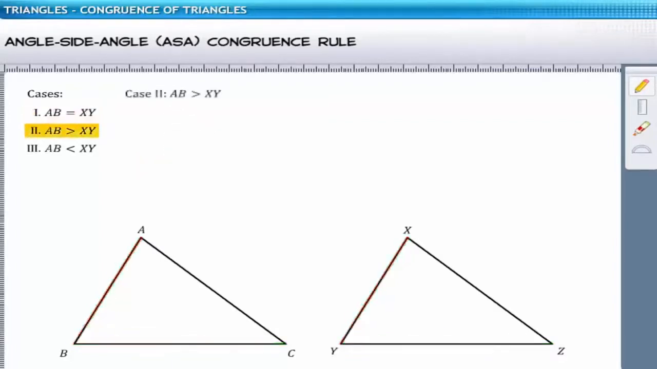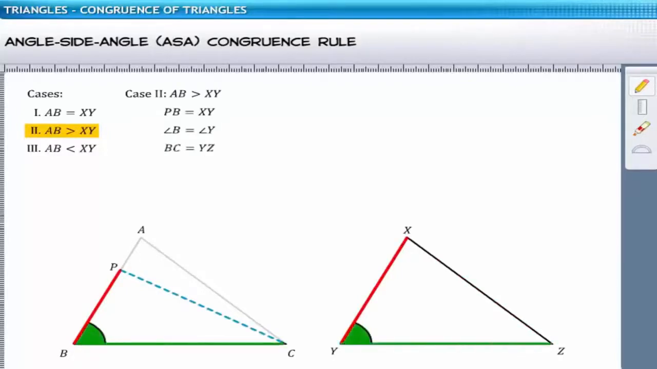In the second case, let's assume that AB is greater than XY. Consider a point P on AB such that BP is equal to XY. Now, in triangles PBC and XYZ, PB is equal to XY, angle B is equal to angle Y, and BC is equal to YZ. Thus, by SAS axiom, triangle PBC is congruent to triangle XYZ. Since corresponding parts of congruent triangles are equal, angle PCB is equal to angle XZY.